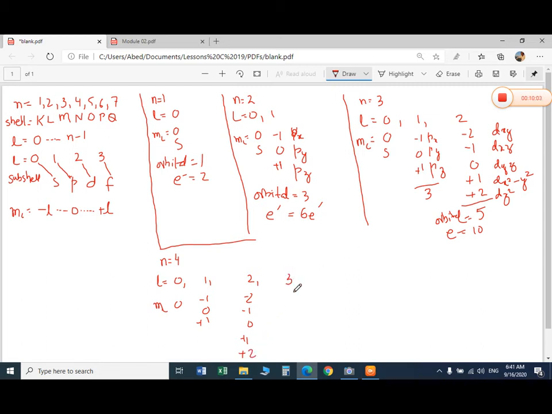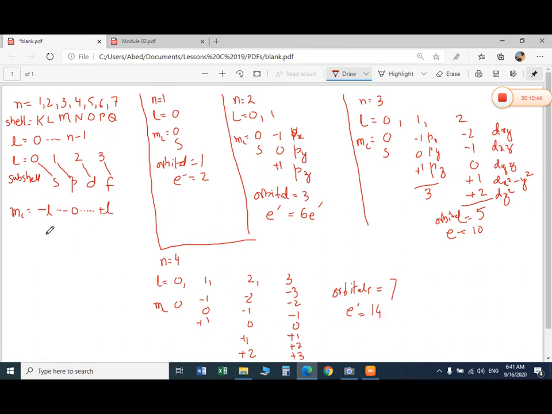When L is equal to 3, then ML will be equal to minus 3, minus 2, minus 1, 0, plus 1, plus 2 and plus 3. We don't have the names or the shapes here because they are highly complicated, but just know that these are 7 orbitals. So we write here orbitals is equal to 7 and electrons is equal to 14. So this was a detail.